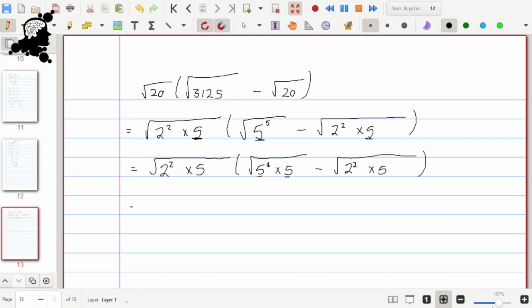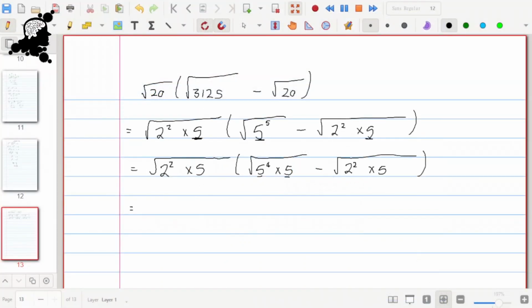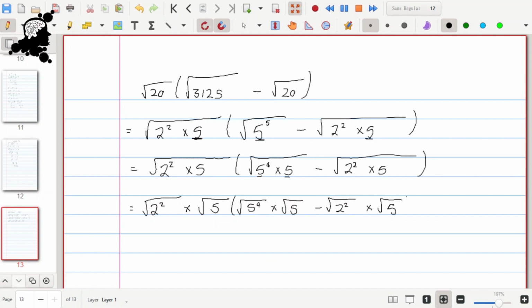When we simplify this, we need to remember what we said. Let's just go back to the notes quickly. When we looked at the laws of surds, we said when we are multiplying numbers under the radical sign, we could distribute the radical sign to each of the numbers underneath the radical sign. And that's exactly what I'm going to do now. So we are going to split this. This is going to be the square root of 2 to the power 2 multiplied by the square root of 5. Inside the brackets, the square root of 5 to the power 4 multiplied by the square root of 5, minus the square root of 2 to the power 2 multiplied by the square root of 5.